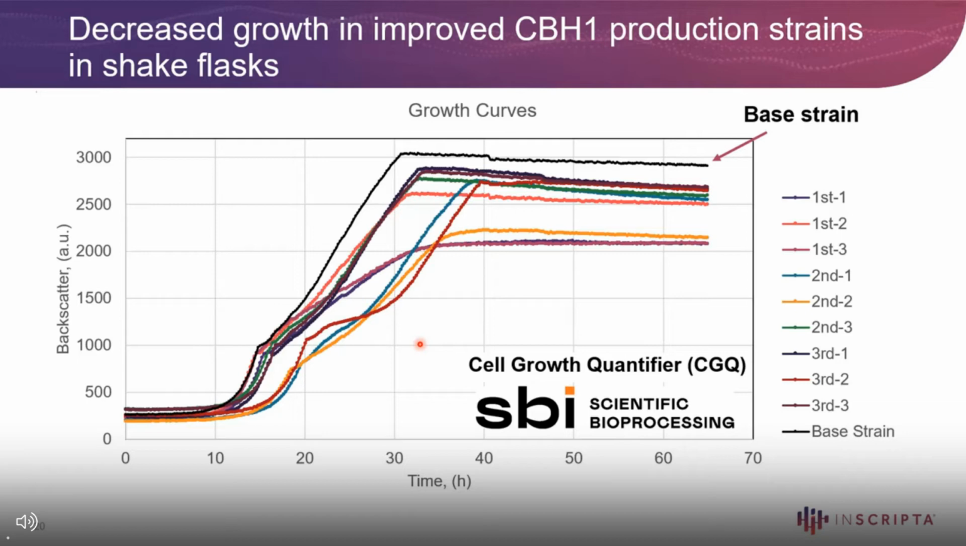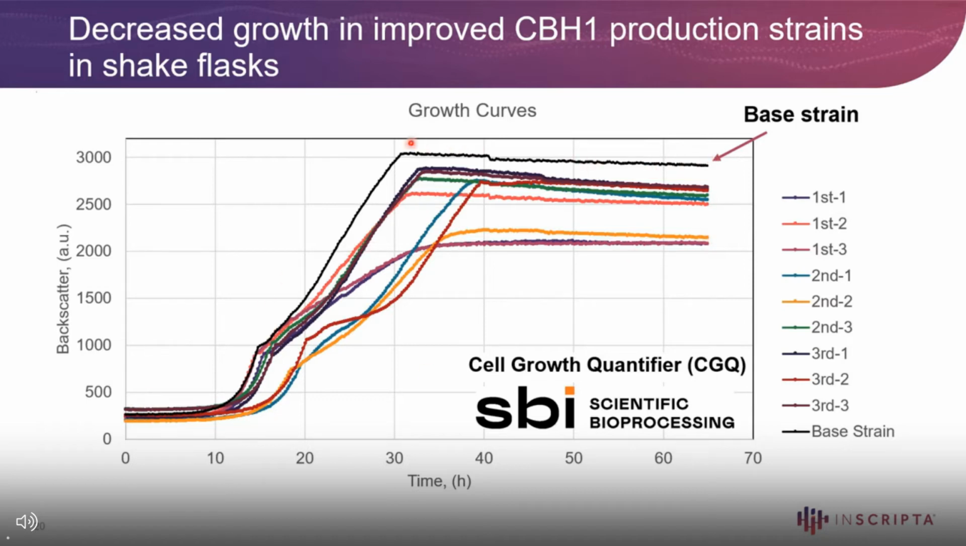So the first thing that we wanted to do was to measure the growth curves for these different strains relative to the base strain, which is shown here in black. And we were able to utilize a technology called a cell growth quantifier that was developed by SBI. What this technology allows you to do is non-invasive, continuous measurement of growth in a shake flask or in other vessels as well. And it does this by measuring the backscattering from your cell culture continuously over time. We went up to 65 hours in this experiment, so it gives you nice detailed growth curves.